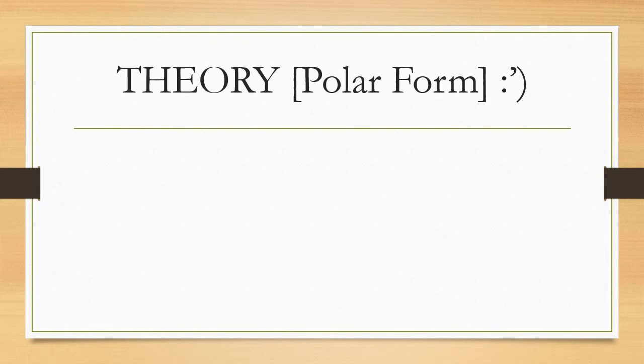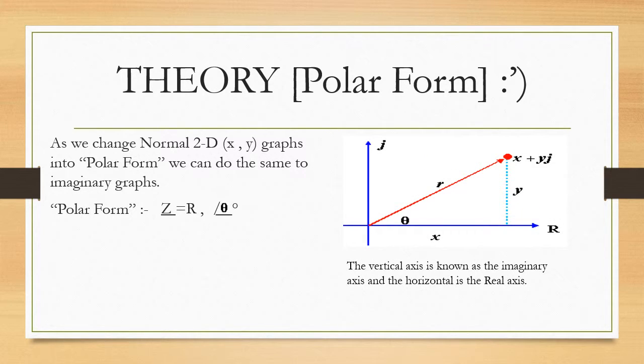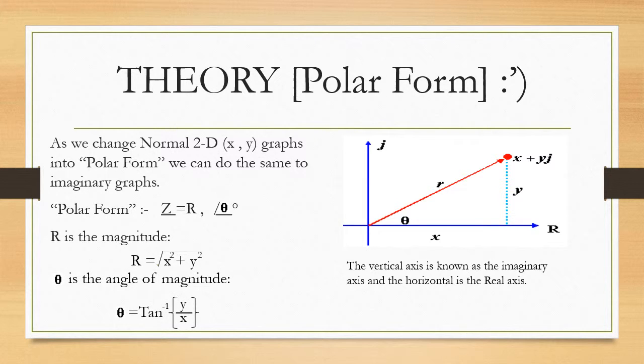Finally, the polar form. Polar form is possible on a normal 2D graph with an x and y axes. Polar form is given by its magnitude and its angle theta. It is also possible on imaginary numbers too. The vertical axis is known as the imaginary axis, and the horizontal is known as the real axis. Therefore, the magnitude is given by r equals the square root of x squared plus y squared, and theta equals tan inverse y over x.